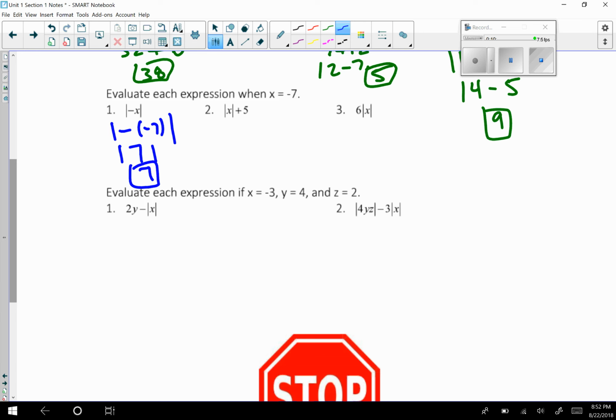I'm going to go ahead and let you try number 2. You're going to evaluate with -7 as x. If you need to, pause this video, work that one out, and then move on to the next one. So for number 3, we have 6, and then we need to replace x with -7. So we have 6 times the absolute value of -7. The absolute value of -7 is 7. So now we're just multiplying 6 times 7, and we get 42. Again, if you have any questions, just pause it, go back and watch if you need to. If you're in class, you can go ahead and ask your teacher.